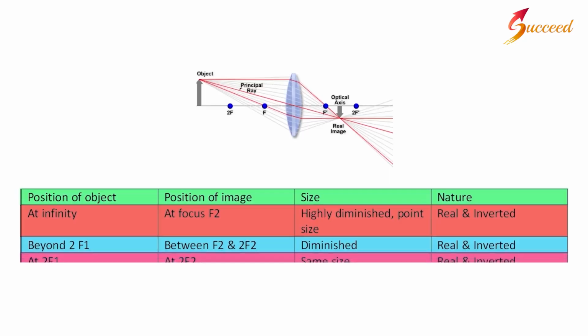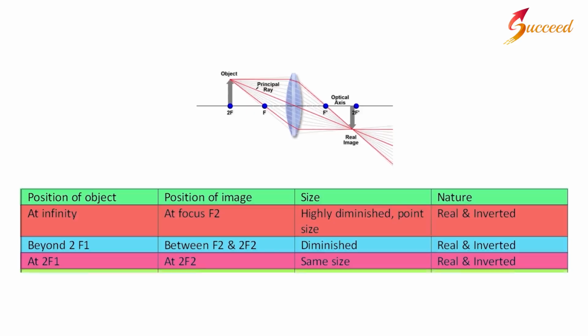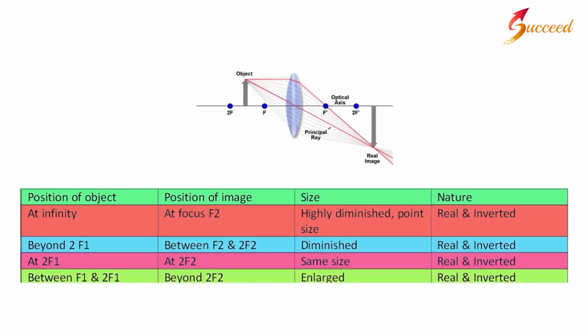Let us place the object at 2f1. Then the position of the image is at 2f2. Size is the same as that of the object. It is real and inverted. Now let us place the object between f1 and 2f1. Position of the image is beyond 2f2. The size is enlarged. It is real and inverted.